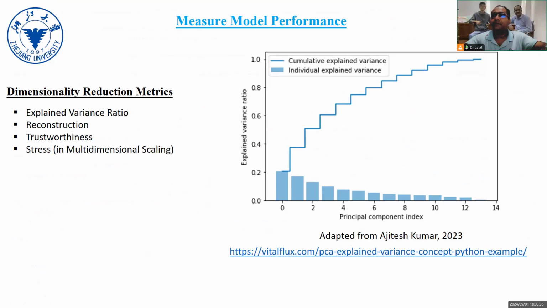Okay, so even for dimensionality reduction, there are different types of metrics. If we use principal component analysis, there are the explained variance ratio, reconstruction error, trustworthiness, stress, etc. There are a lot of metrics you can use in Python. This is adapted from Objet Kumar. It shows the Python code, and using these metrics, you can know how your model performs.